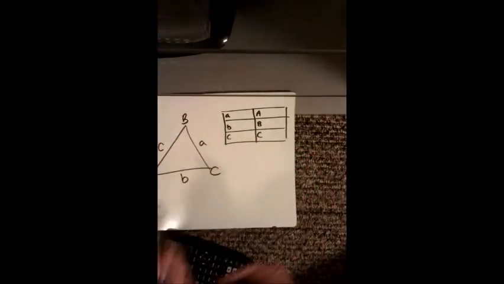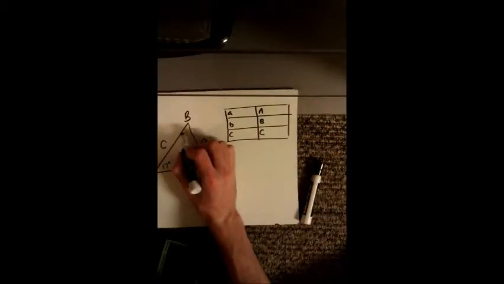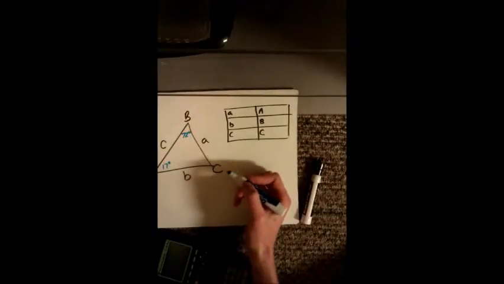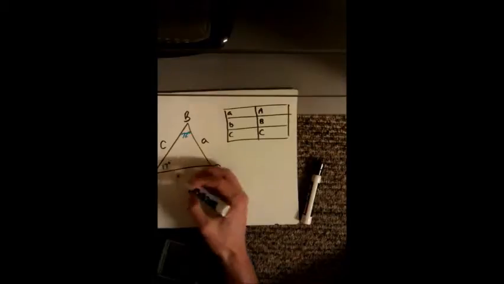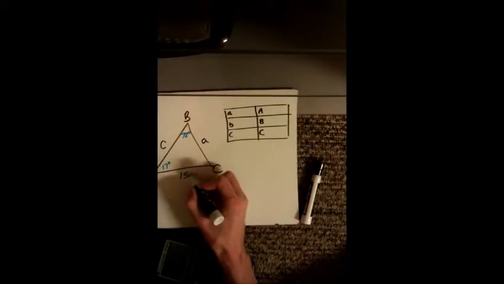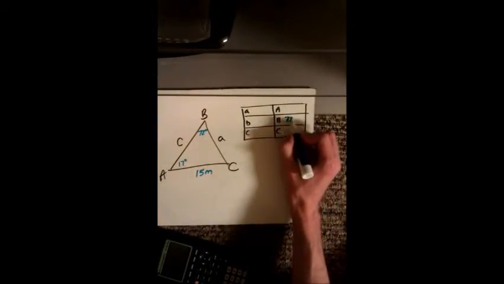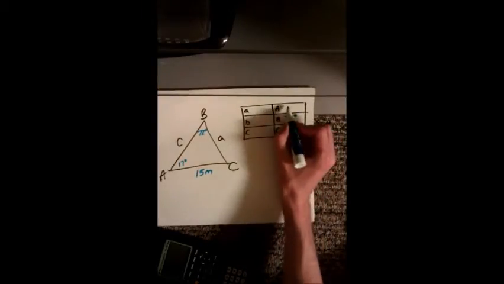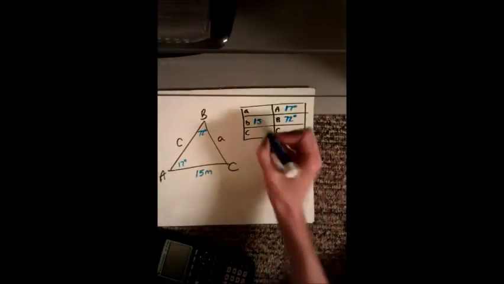So I don't know, let's say that I know angle A is 17 degrees, and angle B is, I don't know, 72 degrees. And I know that, let's say side b is, I don't know, 15 meters long. Just making up some numbers. So I know three things here. I know that big B is 72 degrees, big A is 17 degrees, and little b is 15 meters.